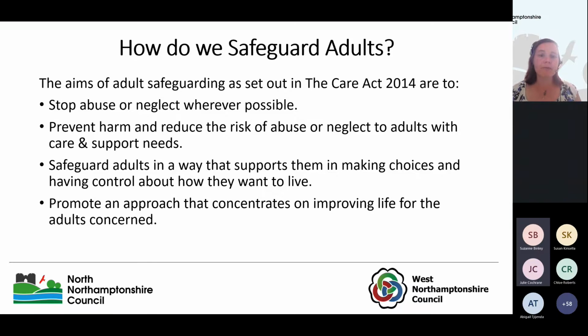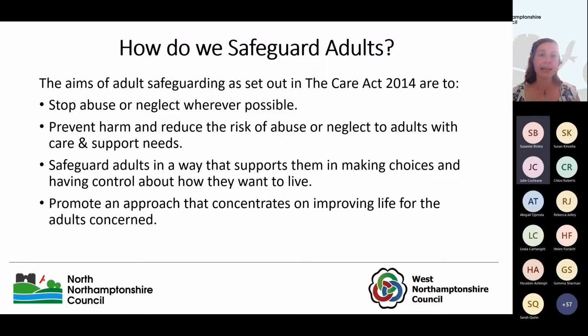We need to make sure that we prevent harm and reduce the risk of abuse or neglect to adults with care and support needs. Okay, so maybe that's by making sure that we've got good policies and procedures in place, that staff are checked before they start work with adults with care and support needs. Okay. And we need to make sure that adults are safeguarded in a way that supports them in making choices and having control about how they want to live. So sometimes someone who's not empowered in their life can sometimes become more subject to abuse or neglect because they're not in control. So as soon as you relinquish some control to somebody, you are making yourself more vulnerable to abuse or neglect because you're relying on other people more. Okay. And yeah, sometimes that's part of getting older. It might be part of a condition that's deteriorating. Okay.